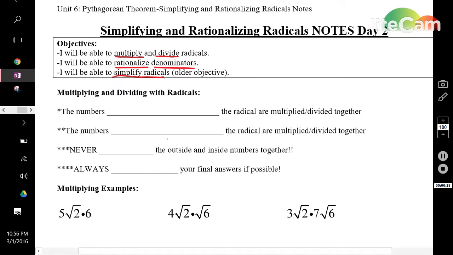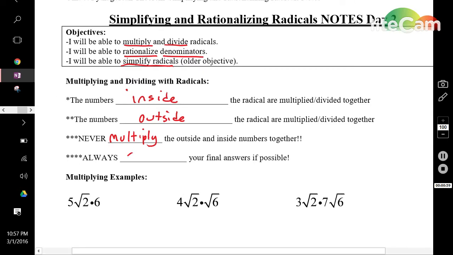And a few statements here. The first one, the numbers inside the radical are multiplied or divided together. The numbers outside the radical are multiplied or divided together. One thing you cannot do is multiply the outside and inside numbers together. Outside go with outside, inside go with inside. And finally, always simplify your answers if possible.